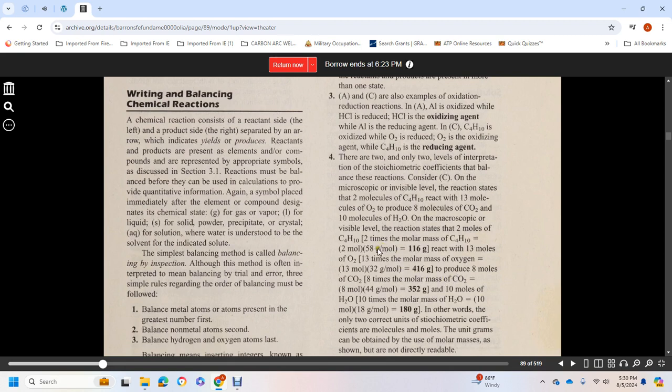On the macroscopic, visible level, the reaction states that 2 moles of carbon 4 hydrogen 10, at 58 grams per mole, or 116 grams, react with 13 moles of oxygen, 13 times the molar mass of oxygen, 13 moles times 32 grams, or 416 grams, to produce 8 moles of carbon dioxide, 8 times 44 grams, or 352 grams, and 10 moles of water, 10 times 18 grams, or 180 grams. In other words, only two correct units of the stoichiometric coefficients are molecules and moles.